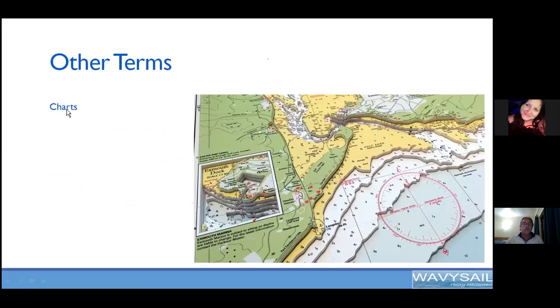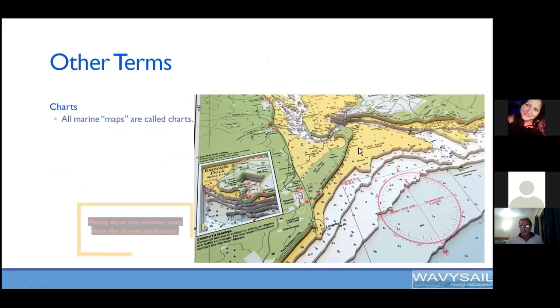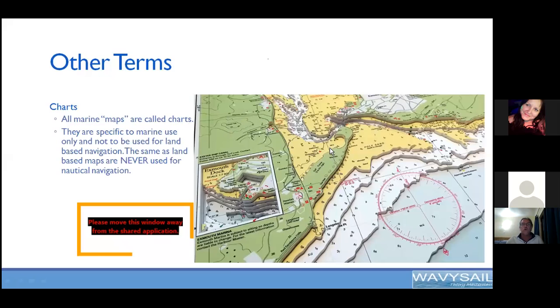Now, we're talking about charts to start with. Charts. All marine maps are called charts. Please, guys, don't call them maps on board. They are called charts. You don't call land maps charts. You call marine maps charts, and they are written specifically for navigational use. We don't use land maps for charts.